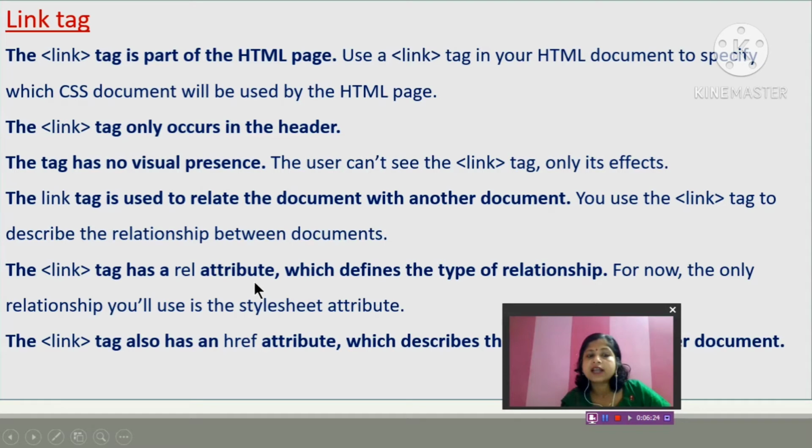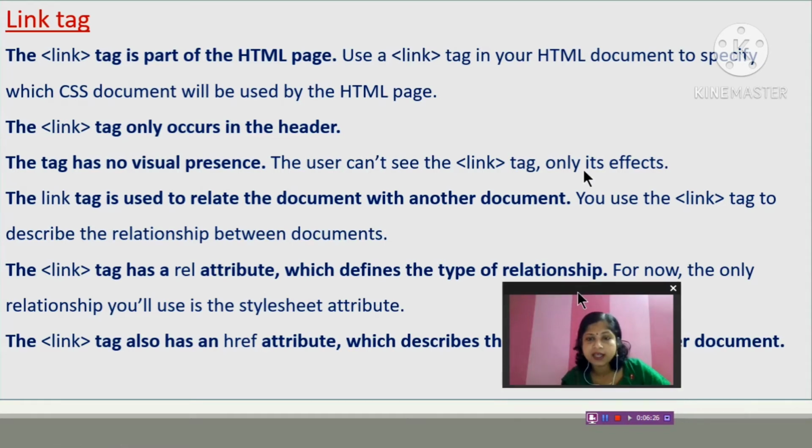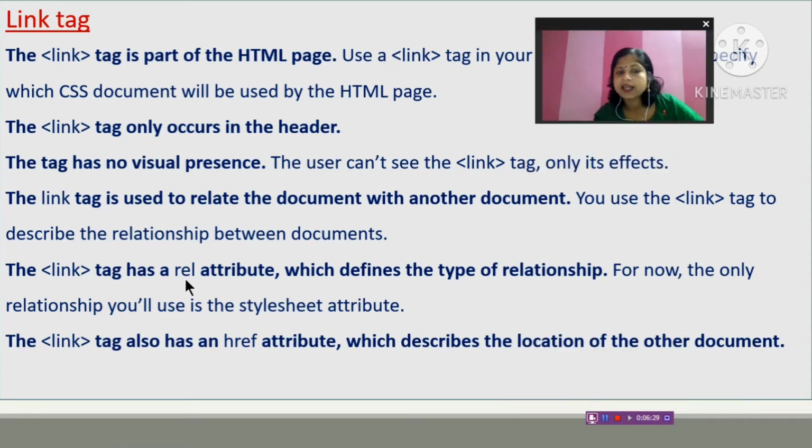The link tag has a rel attribute, REL. This rel stands for relationship. For now, the only relationship you will use is the stylesheet attribute. Here the relationship is the stylesheet value. The link tag also has an href attribute. You know that in the anchor tag we always use href for linking, external linking. So here href will also be used, which describes the location of the other document, where the CSS file is. Clear?